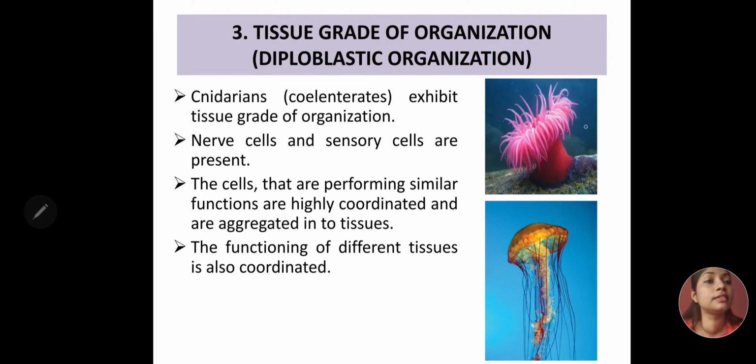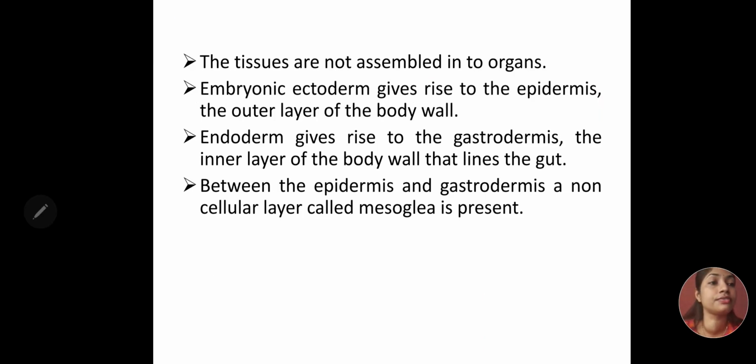Here in the image you can see sea anemone and jellyfish, which are examples for cnidarians or phylum Coelenterata. The tissues are not assembled into organs. If it were to be assembled into organs, it would have been an example for organ grade of organization.